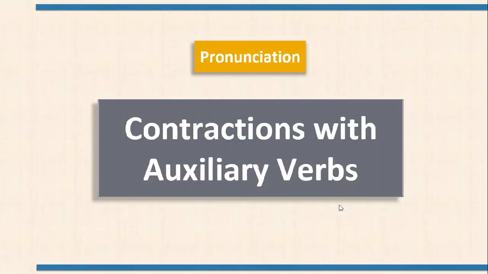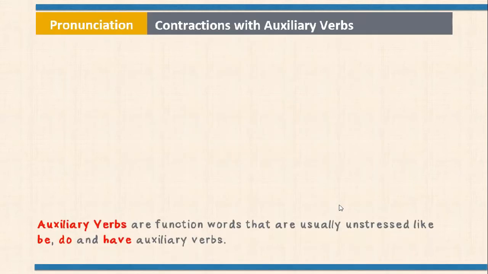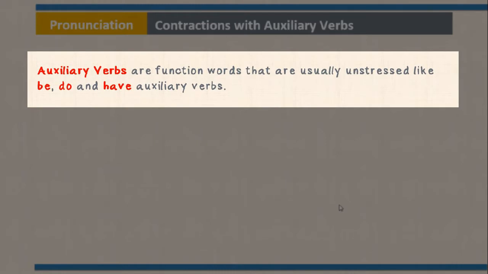Hello everyone. In this video, I'm going to talk about contractions with auxiliary verbs. Auxiliary verbs are function words that are usually unstressed like be, do, and have auxiliary verbs.